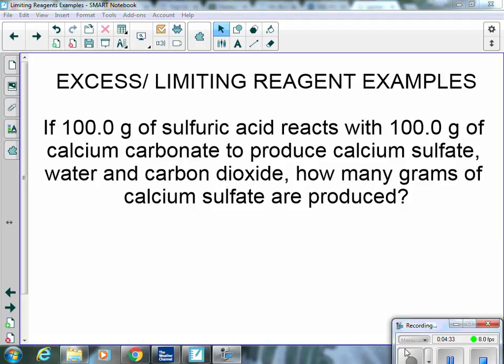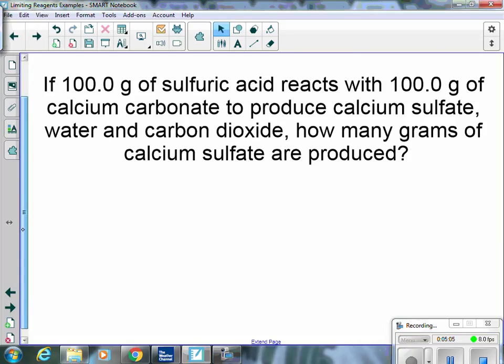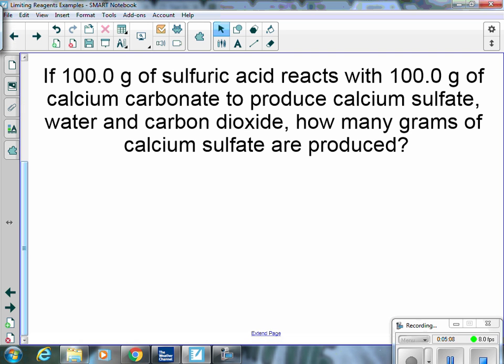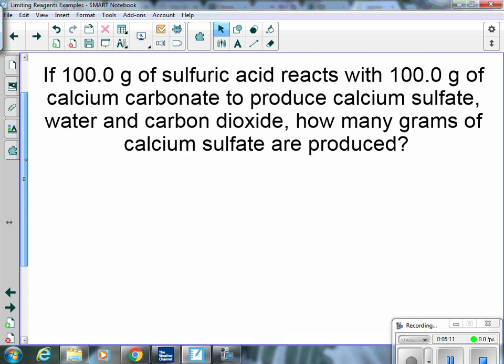Now, what do you think the chances are that 100 grams of sulfuric acid react exactly with 100 grams of calcium carbonate? Pretty low? I would agree. Okay? It's not going to be perfect. So something is going to limit this reaction. But we don't know what yet, do we? We don't know what. First thing that I am going to do is write my balanced chemical equation.